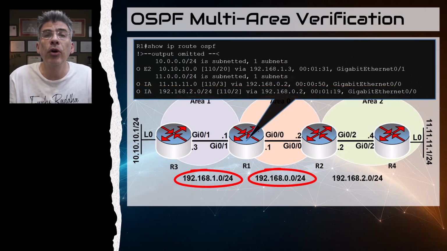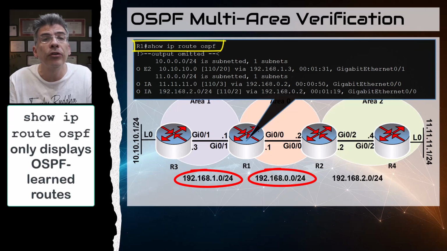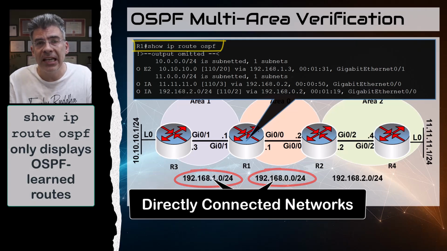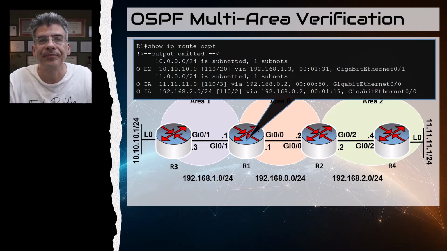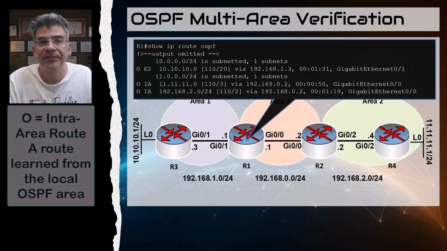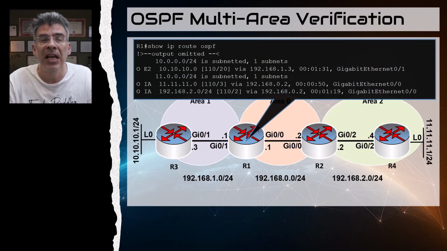These networks here don't appear in this output because we're only looking at OSPF learned routes. These are directly connected networks to R1. And if we were to view the whole routing table, we would see those as well. There are no intra-area routes here, meaning routes learned internally to Area 0, because within Area 0, R1 has not learned about any routes that are not directly connected to it. So this is expected. Let's take a look at R2.